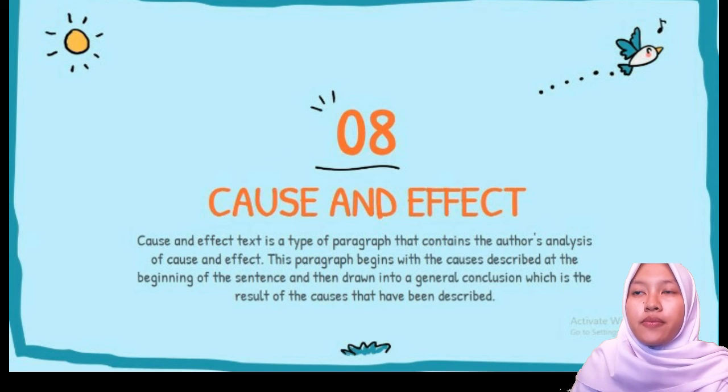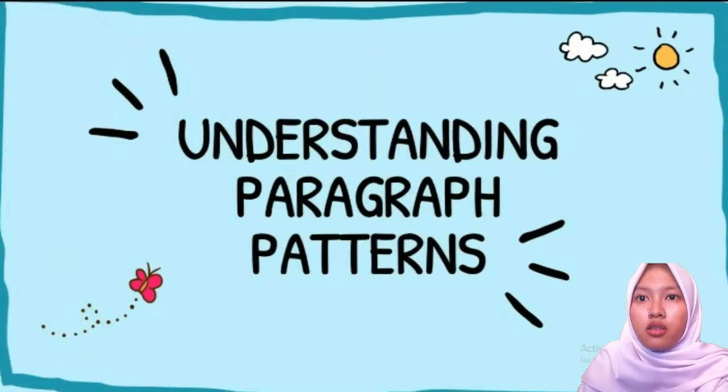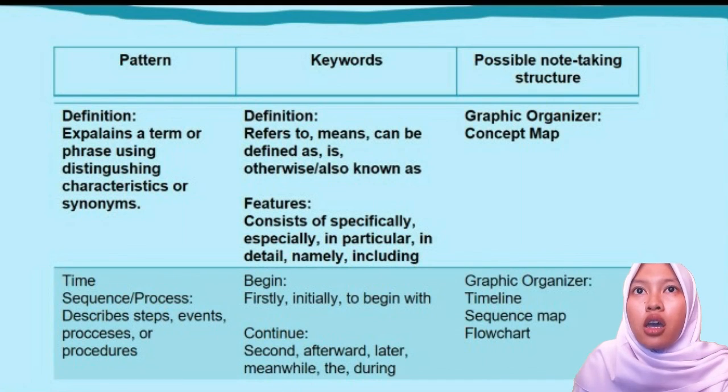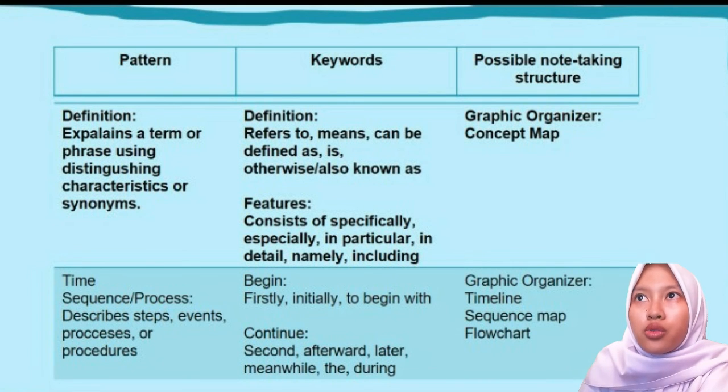Next, understanding paragraph patterns. 1. Definition patterns explain a term or phrase using distinguishing characteristics or synonyms. Time sequence or process: 1. Describes steps. 2. Event. 3. Process or procedure.